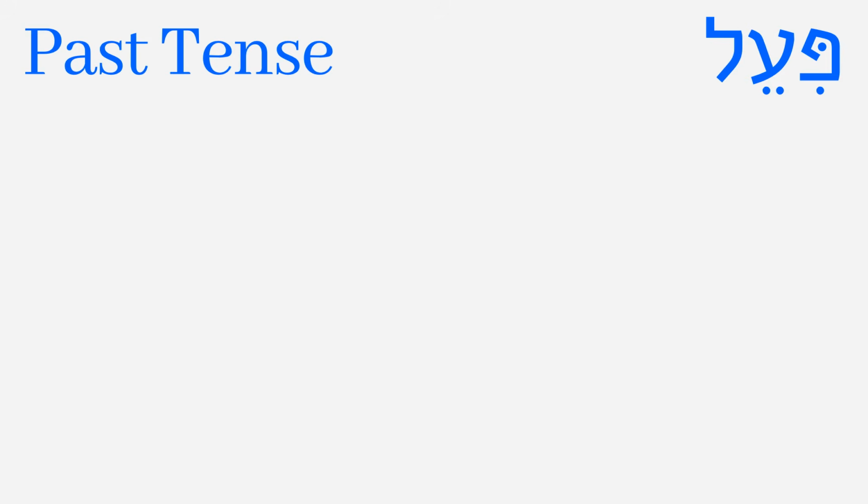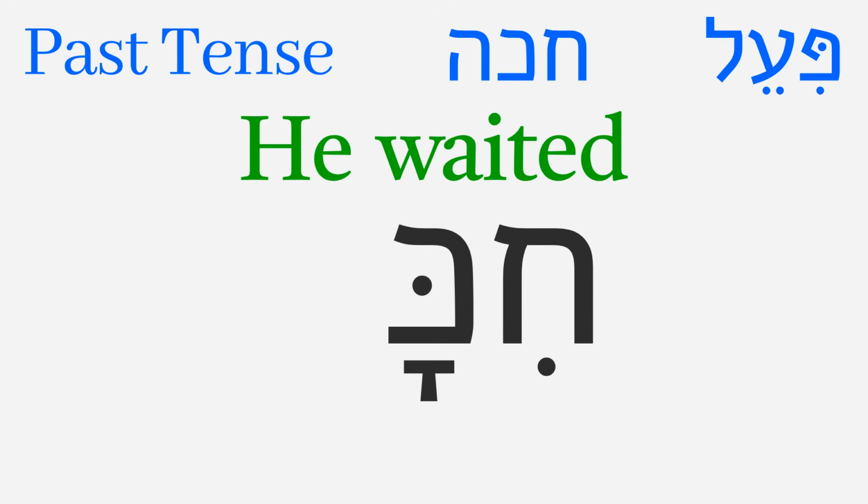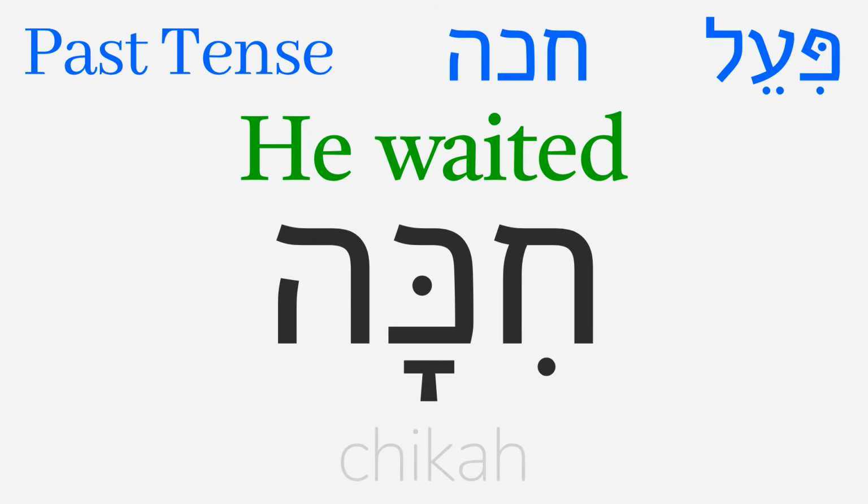Let's also see how to make a Piel past tense when the third root letter is a he, as with the root chet kaf he, which has a meaning of waiting in the Piel. These verbs will be irregular. To make the hu form, he waited, we have the first root letter chet with hirik, second root letter kaf with dagesh and kamatz, and third root letter he. This verb is irregular because of the kamatz, which is in the place of the tzere. So this verb is chika, he waited.